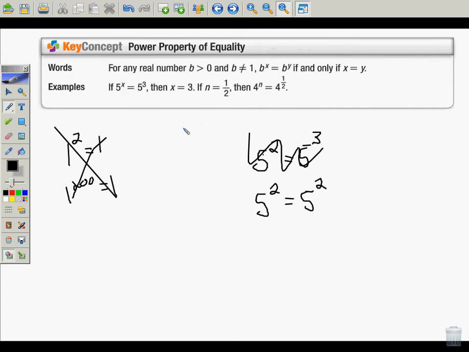And then if n equals 1/2, then 4 raised to the n power would have to be the same thing as 4 raised to the 1/2 power. Okay, it kind of makes sense. You just have to have the same exponent on each side if you have the same base. Otherwise, it will not be equal.